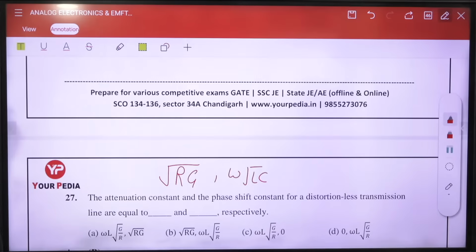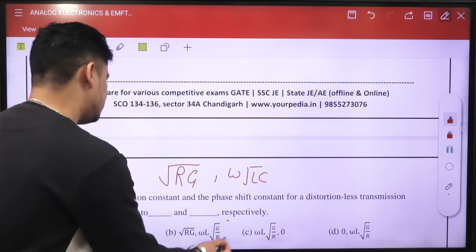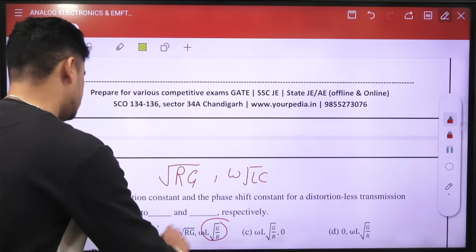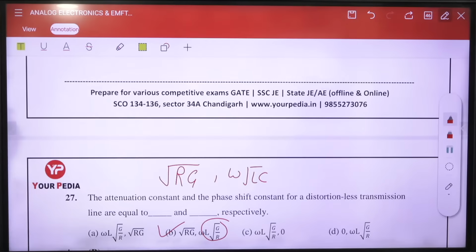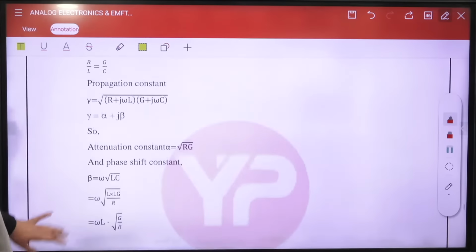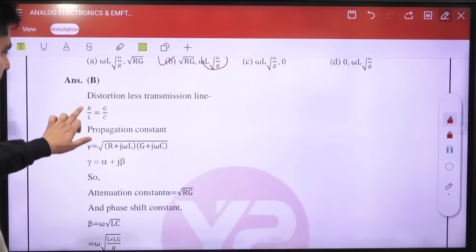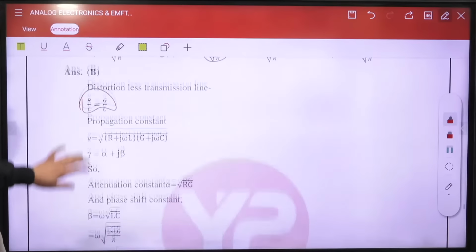But there is a condition here that L by R is equal to G by C. So when you replace that condition, you can change that one and this term into this one. So you will get this answer B, right? Yeah, that is the complete process. R by L is equal to G by C.